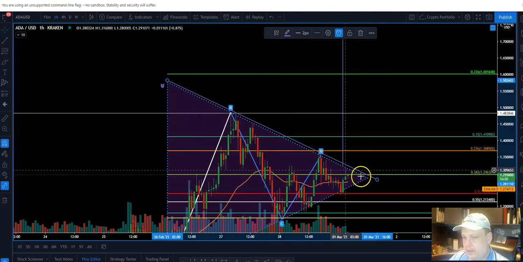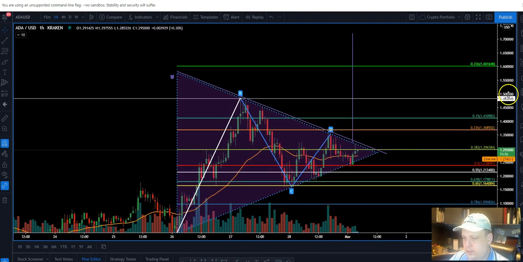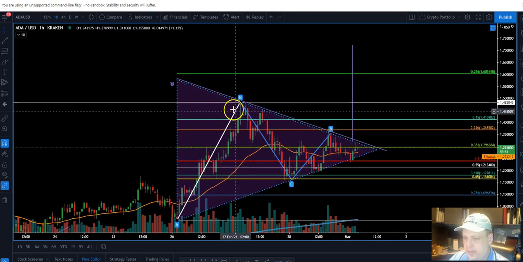So now I got another trend line set up on this triangle pattern so that I'll get an alert sent to me when the action happens.